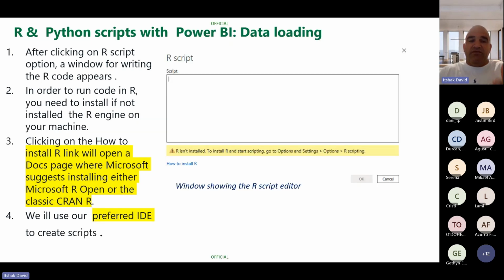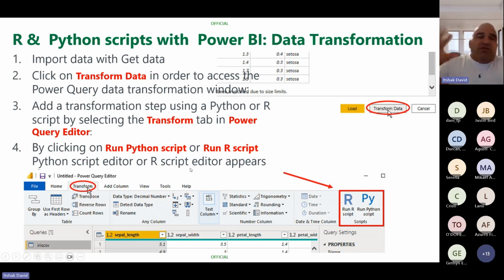So the same with R. If it hasn't already been installed, it tells you to install R. And if you click here, the documentation page will take you to Microsoft, which will suggest installing either Microsoft R Open or the classic CRAN R. And again, we'll use our preferred IDE. So let's see how we do it very fast.